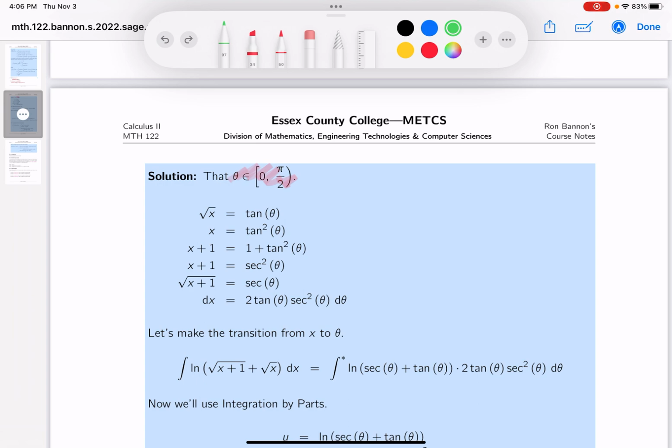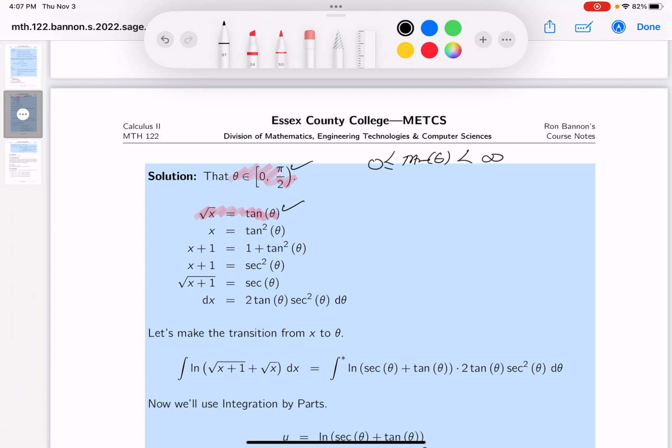Let me just back up a little tiny bit here. So this is going to be my substitution over here. And again, the tan of theta, well, if I look at that on this interval over here, it's going to be from 0 off to infinity, which is what I want, by the way.